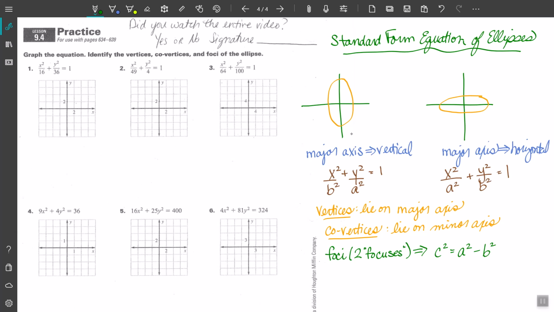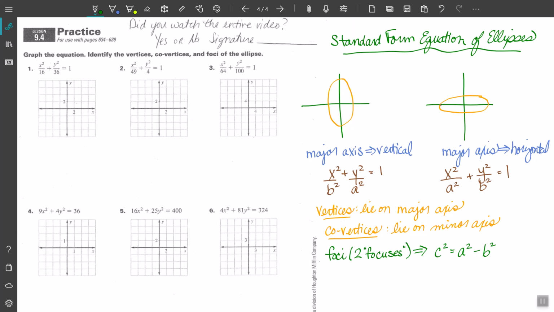If it runs vertical, like the one on the left here, then we say that it has a vertical major axis. What we're talking about is, in this case, the y-axis is our major axis because it's the longest one. And then the x-axis is our minor axis because it's shorter running through the ellipse. The longer section of the ellipse is going to be your major axis.